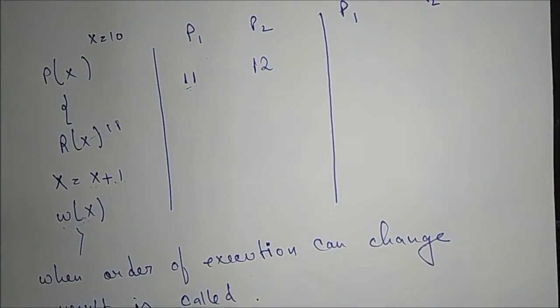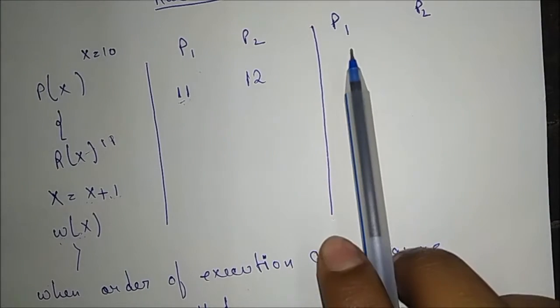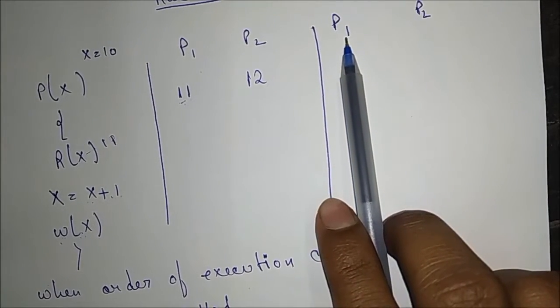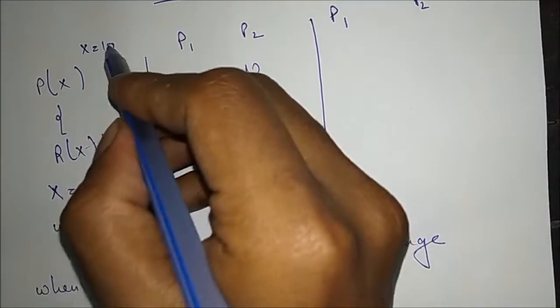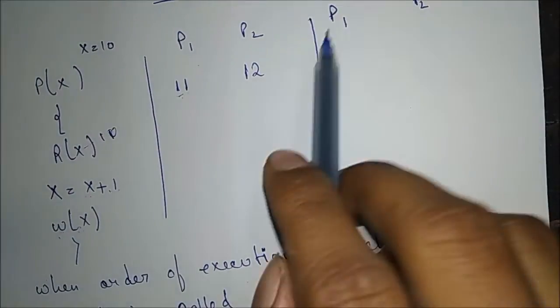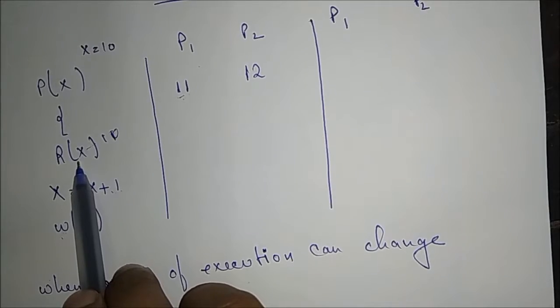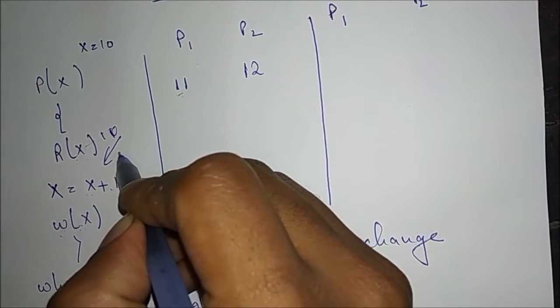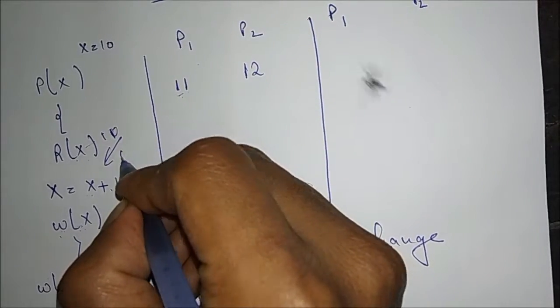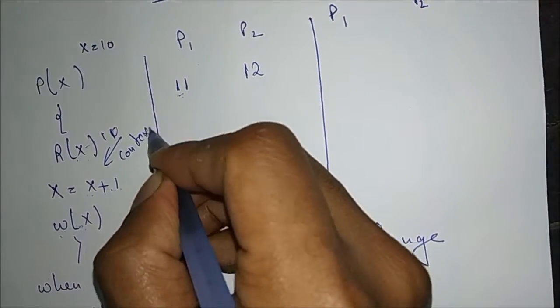Now what will we see in the second case scenario? In the second case scenario, P1 comes first. Initially the value is again 10. P1 comes here and it reads the value 10. Now P2 context switches P1. Here context switch P1.